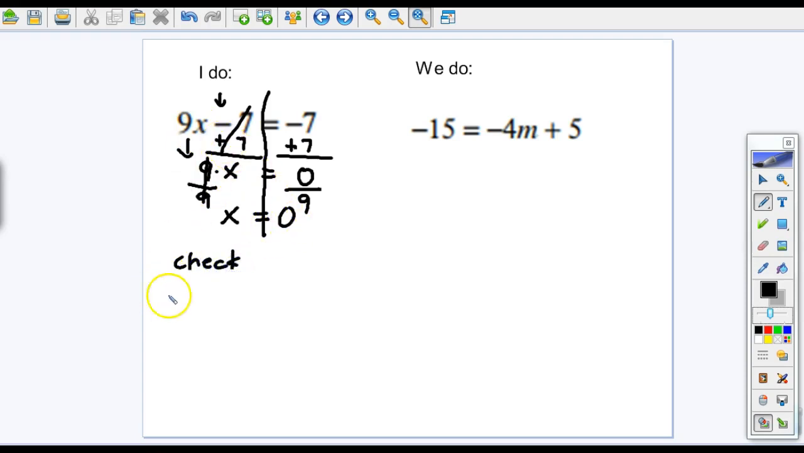So if x is 0, my new problem is going to say 9 times 0 minus 7 equals negative 7. If I follow PEMDAS, I need to do my multiplying and dividing first. 9 times 0 is 0. Bring down my minus 7 is equal to negative 7. 0 doesn't have a value, so I just cross that out, and I end up with negative 7 is equal to negative 7. So that works. That solution is a good solution. X is equal to 0.